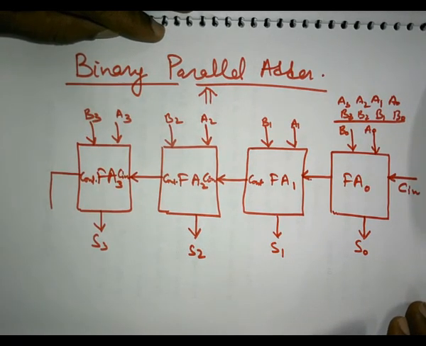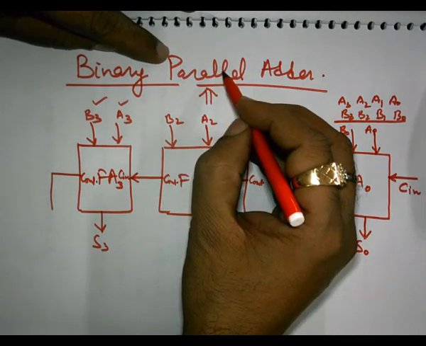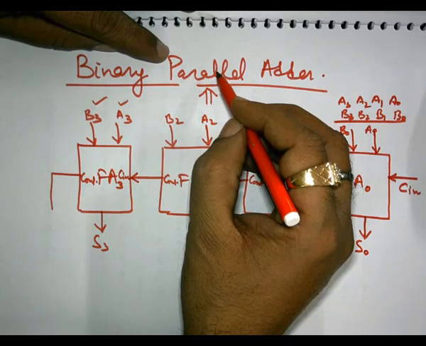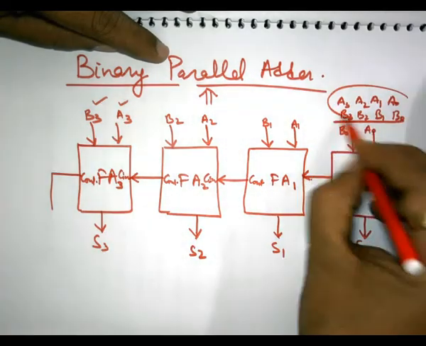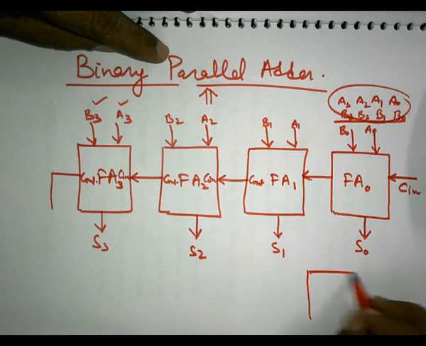This is one of the schemes to add 4 binary bits simultaneously at the same time. That's why this is called parallel adder. So is there any serial adder also? If it is a parallel adder, we must have a serial adder also. Suppose if I wish to add the same 4 bits using only one full adder, then what is the way?